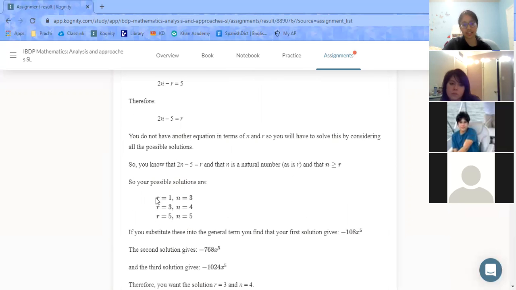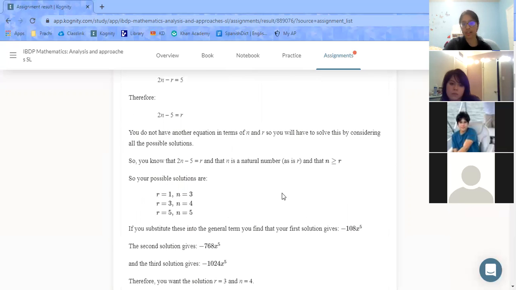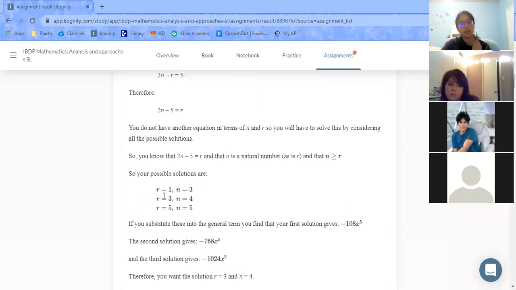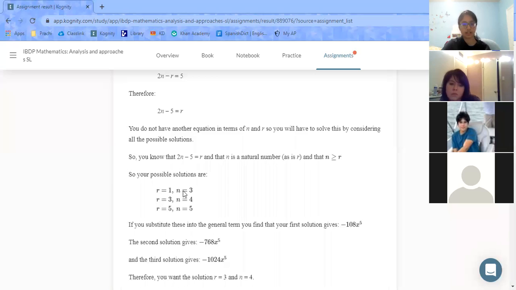And then here they just have to guess and check, because we know that n has to be more than or equal to r, because n is the maximum amount of terms. So you just guess and check, and you would get these possible solutions. And then once you have these, you can test each set. So r equals 1, n equals 3.